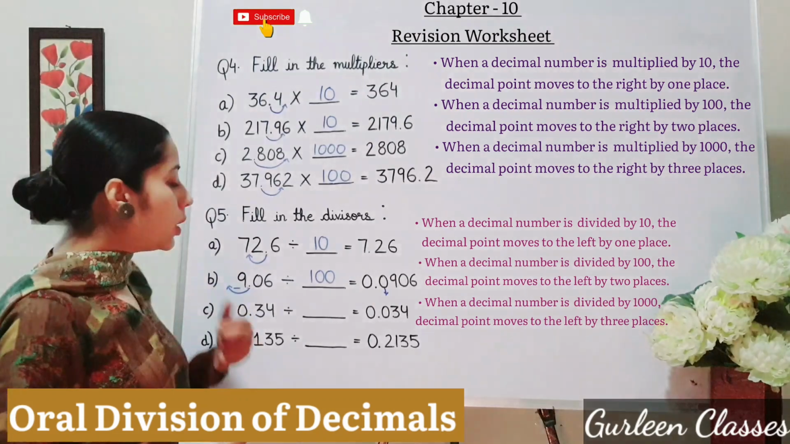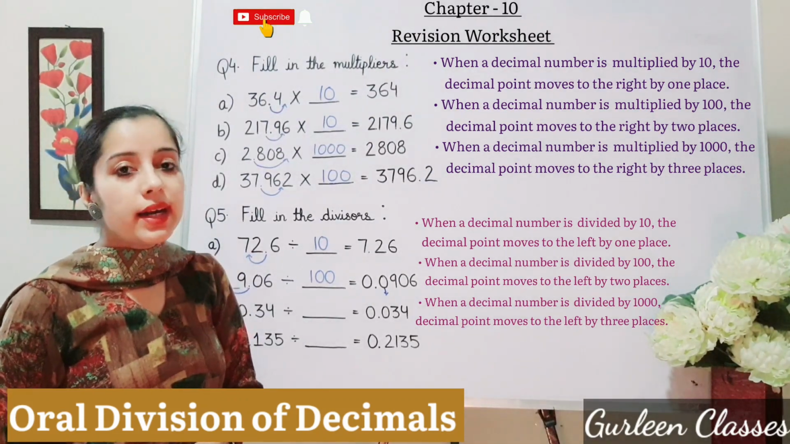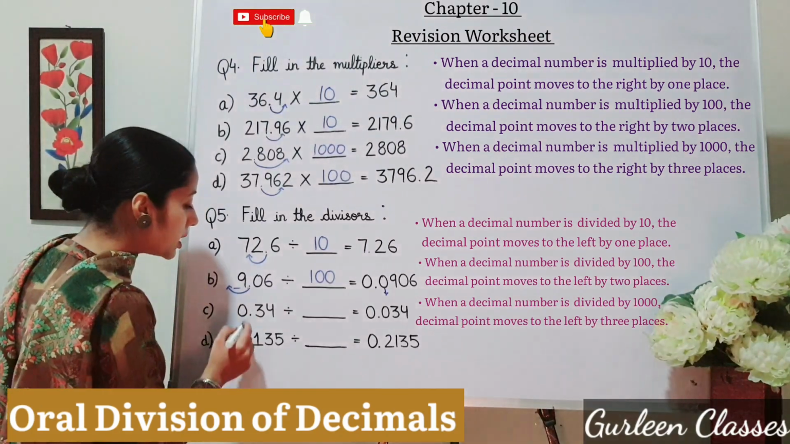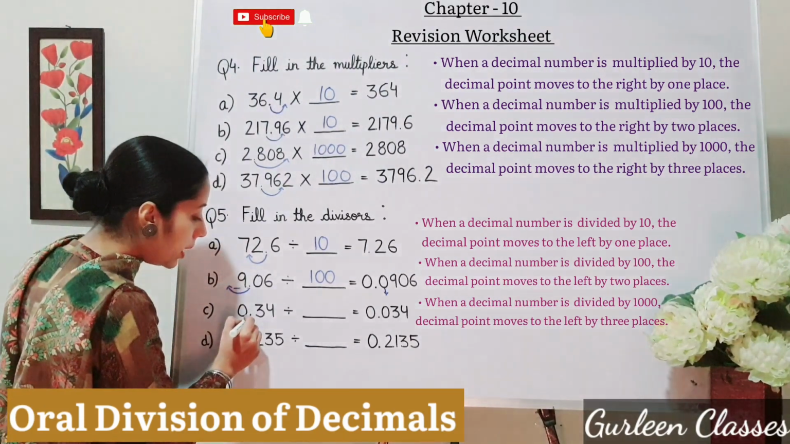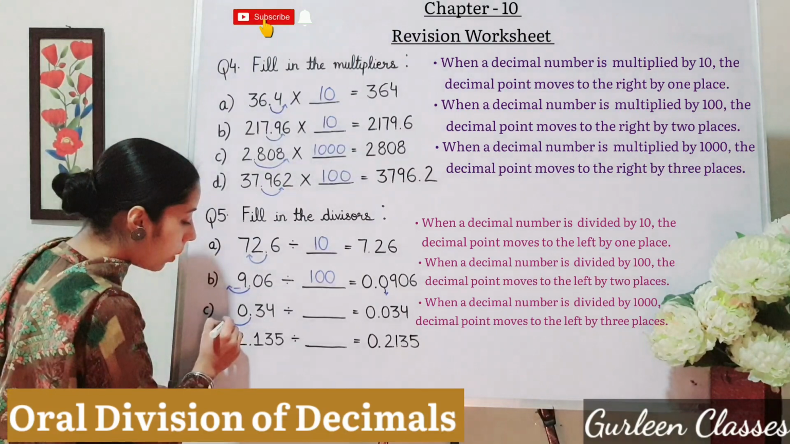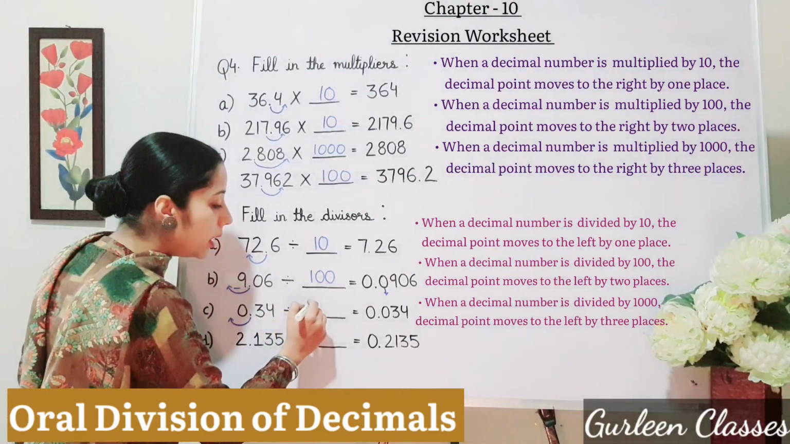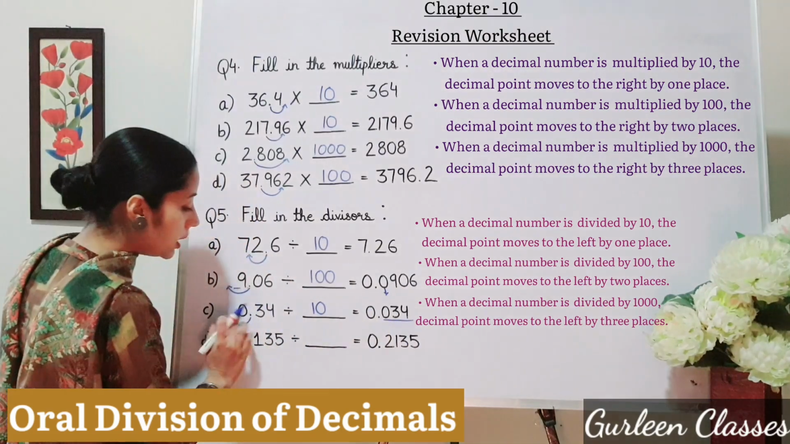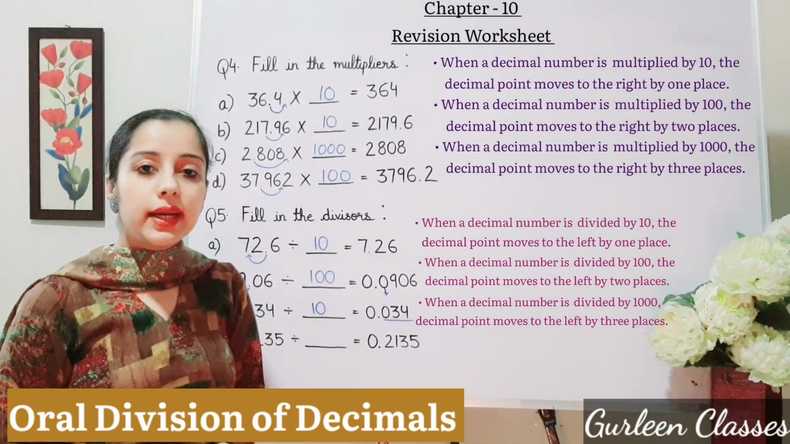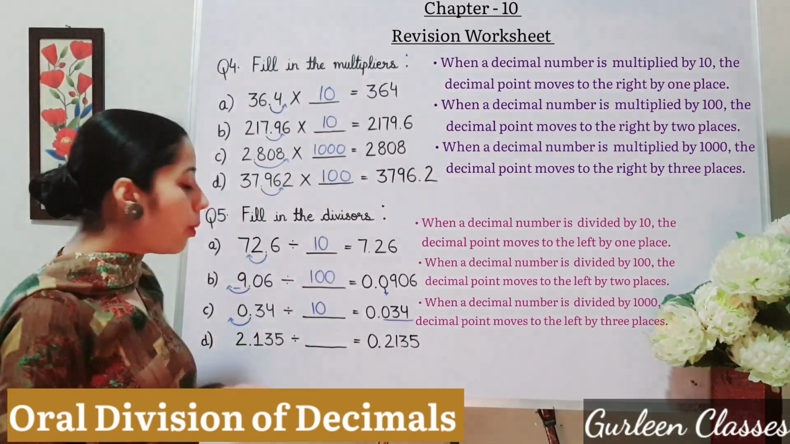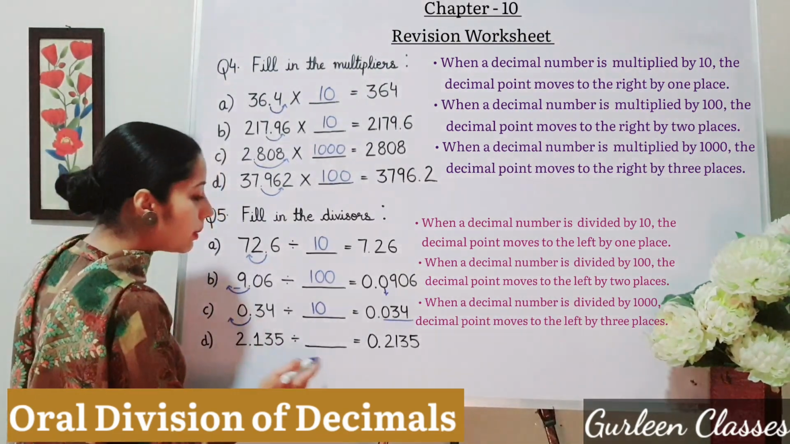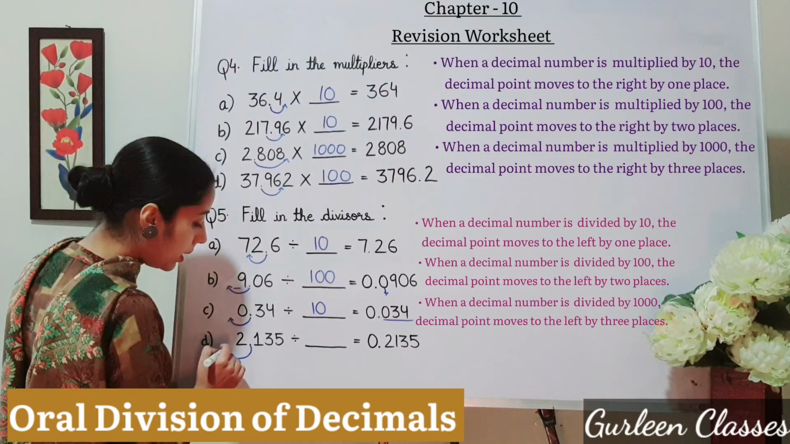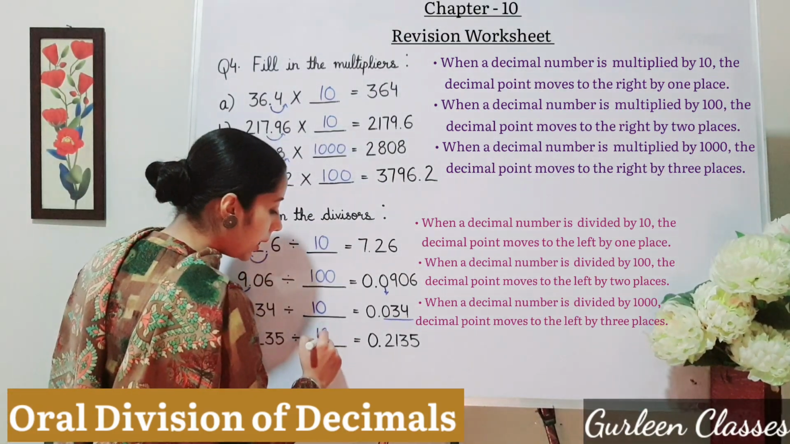Next, 0.34 divided by dash is equal to 0.034. Here the decimal point was here earlier. It moved to the left by 1 place. So it will be divided by 10. As it is 034, the 34 will be shifted to the right. D bar, 2.135. So the decimal point came here. It moved to the left by 1 place, so it will divide by 10.